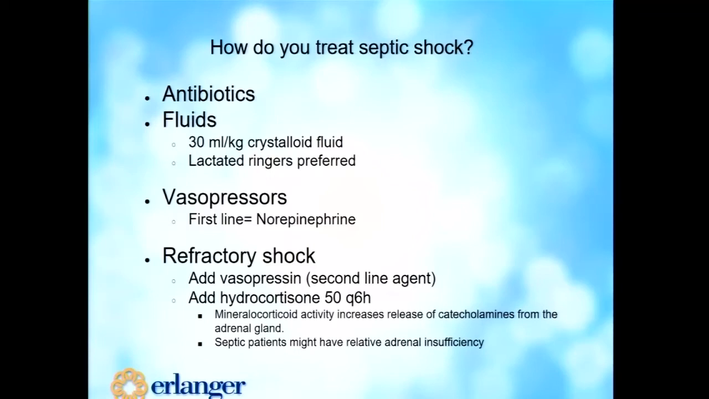Hydrocortisone 50 Q6 is the right dose. You can also see 100 milligrams Q8, but I like 50 Q6, so that's what I like to go with. So the mineralocorticoid activity increases the release of catecholamines from the adrenal gland. And it's believed that septic patients might have a relative adrenal insufficiency. That's why they're requiring the pressors. So this can help with them.